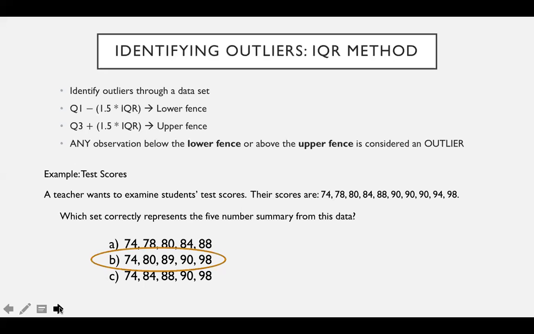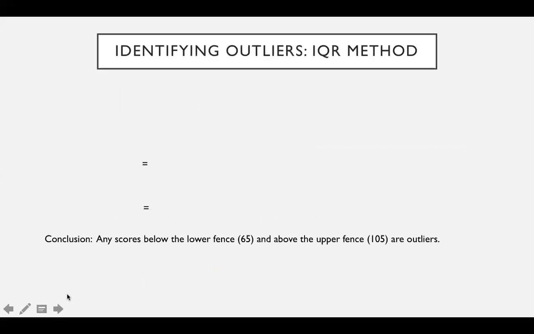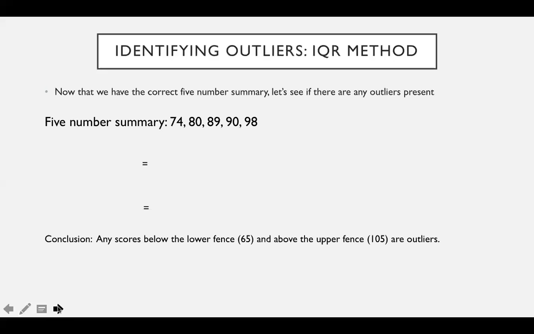Okay, so now that we have the 5-number summary, we can find if there are any outliers present using the formulas with the upper and the lower fences that we just saw a couple slides ago. So here's the 5-number summary again. We can calculate the IQR by 90 minus 80, which is 10.